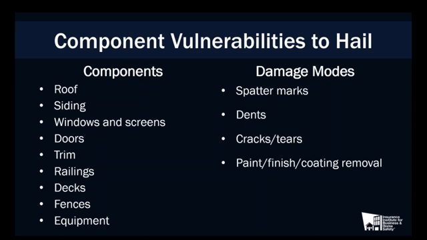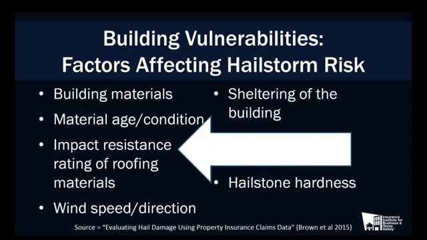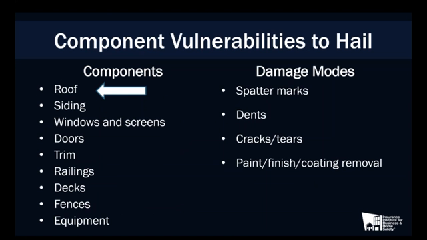The damage modes that we commonly see: spatter marks, which is where you've actually removed the oxidation or the grime that's on metal materials, whether it's an electrical box or a vent on the top of the roof. Dents in any metal surfaces, so it could be on a window frame, it could be on a gutter, downspout, fascia, anything like that. Could be on the roof surface as well. Cracks and tears, we can see those within materials, and a lot of times we'll see damage to the paint and the finish. But again, the main component that we're going to focus on is the roof.